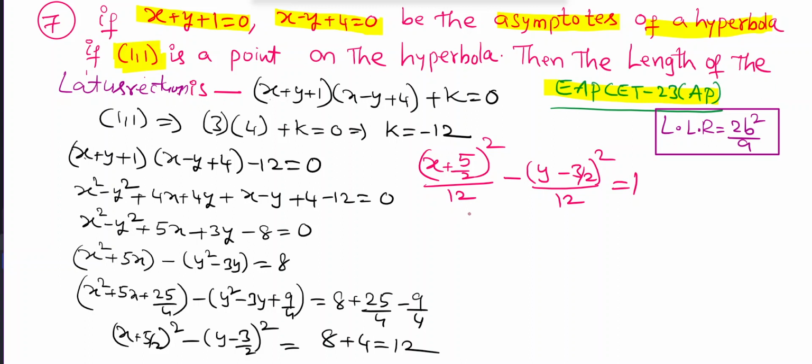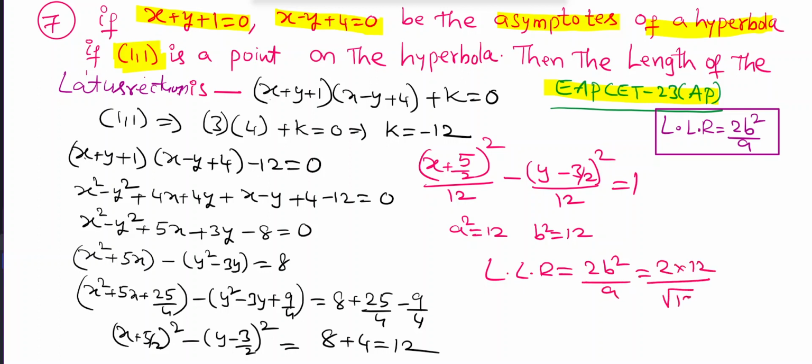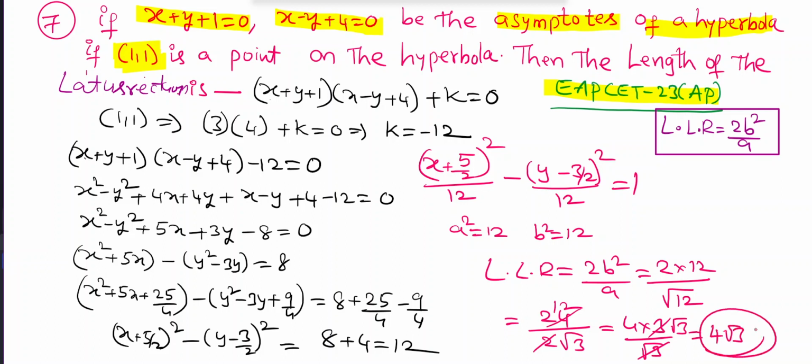Now the length of the latus rectum is 2b square by a. Here a square is equal to 12, b square is equal to 12. Substituting, the length of the latus rectum is equal to 2b square by a. Here 2 into b square is 12 and a is root 12. So that is equal to 2 into 12, 24 by root 12, 12 is 4 into 3, that is 2 root 3. Here 12 is written as 4 into 3 by root 3, the root 3 cancels, that is equal to 4 root 3. This is the length of the latus rectum.